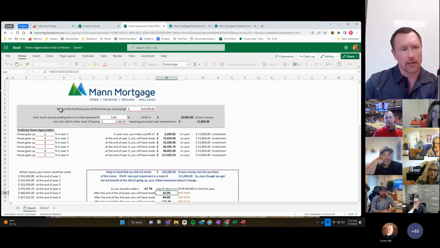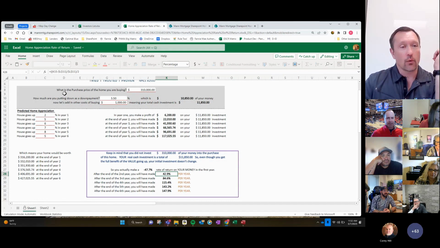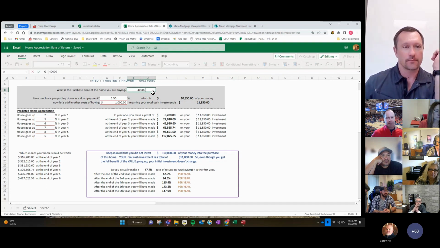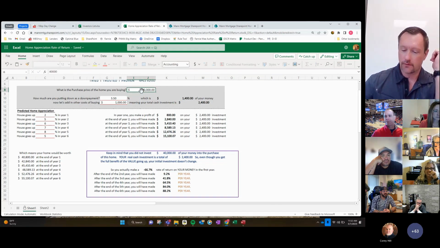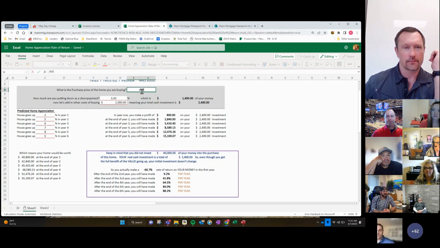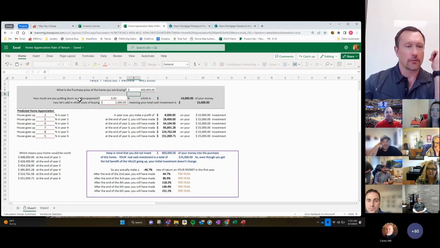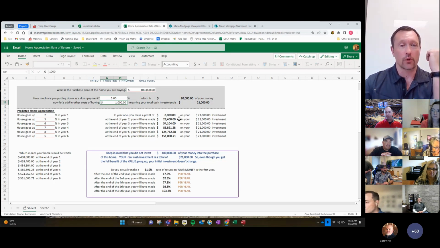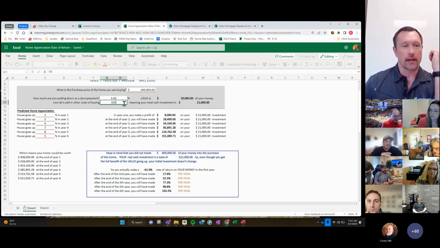It's an Excel spreadsheet, but I tried to put it in sentence form as much as I could. So it basically goes through, okay, what is the purchase price of the home you're buying? So let's say it's $400,000. Okay, how much are you putting down? Oops, that's $40,000. I don't think there's any of those in our markets. Okay, how much are you putting down? So you're putting down 5%, which is a total of $20,000 of your money. And then we have closing costs that they're going to have to pay.